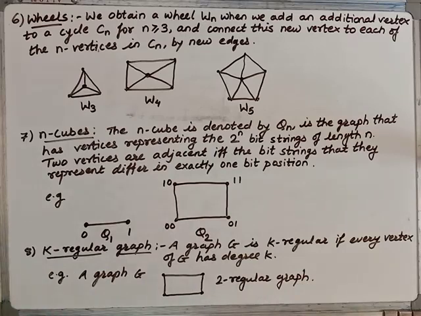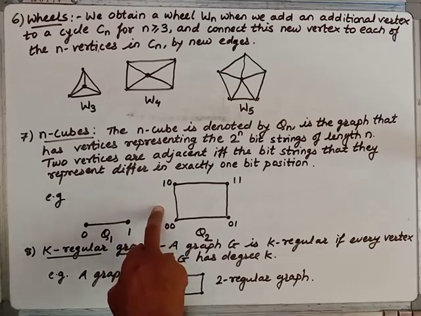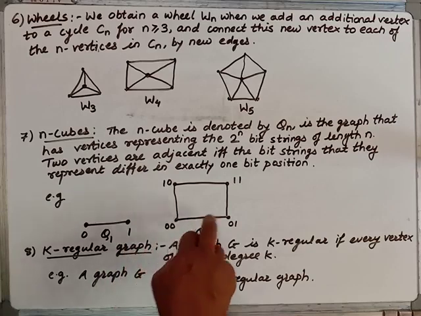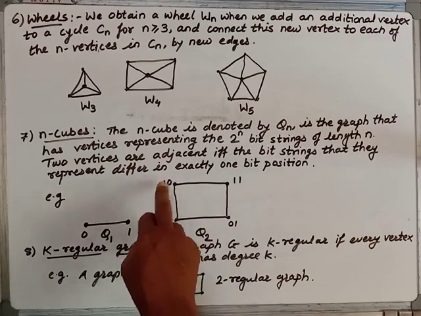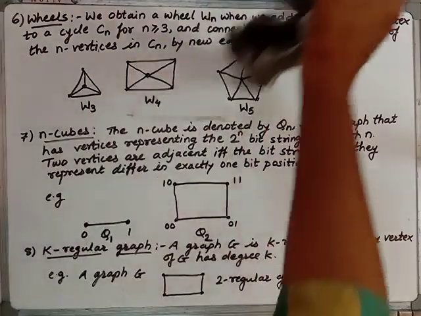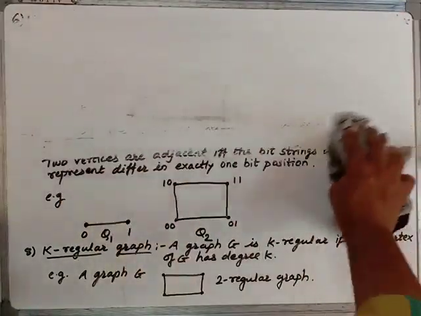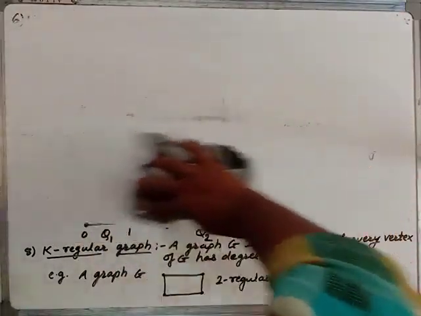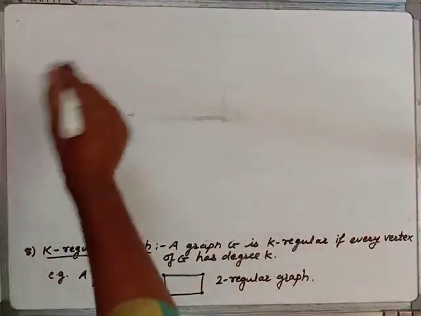Now let me give a few remarks here. For this Qn cube, we can say Qn has 2^n vertices and n times 2^(n-1) edges. Also it is regular of degree n. These are the remarks. I will give them to you so that it is helpful, or you can verify them using examples.